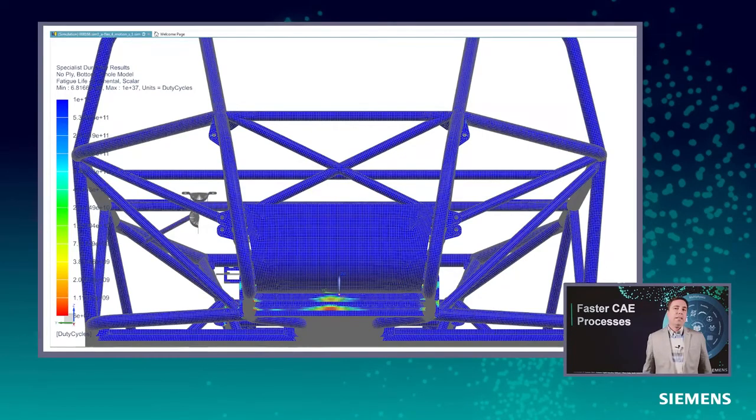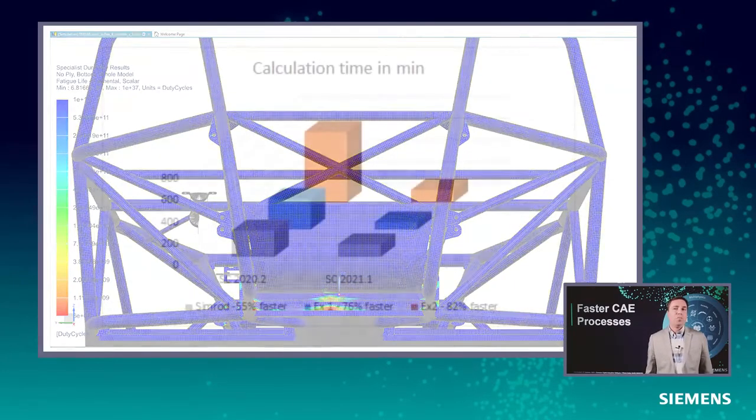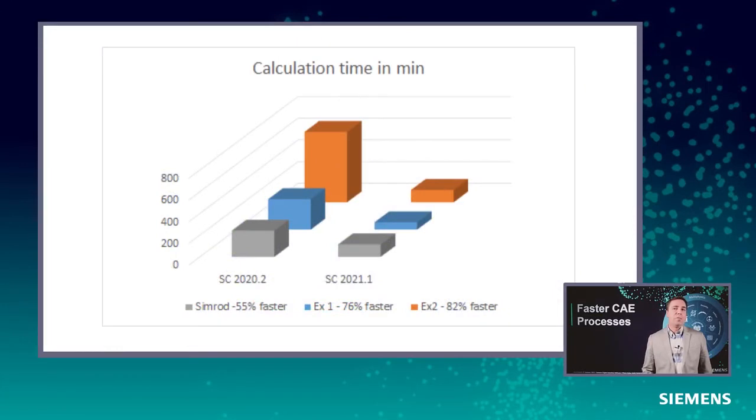For durability, Simcenter 3D 2021.1 offers the fastest durability solver on the market. Now up to 82% faster, new algorithms have been implemented for calculating stress life, strain life, welding and duty cycles with no order effect.